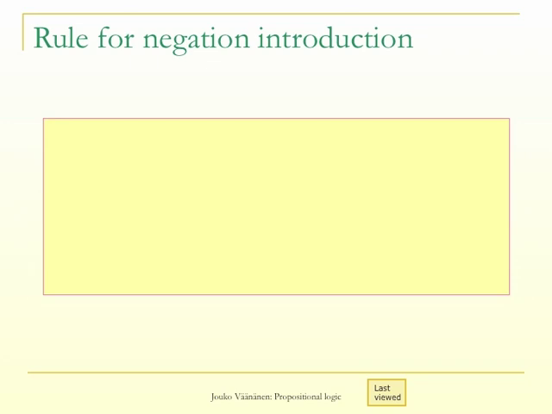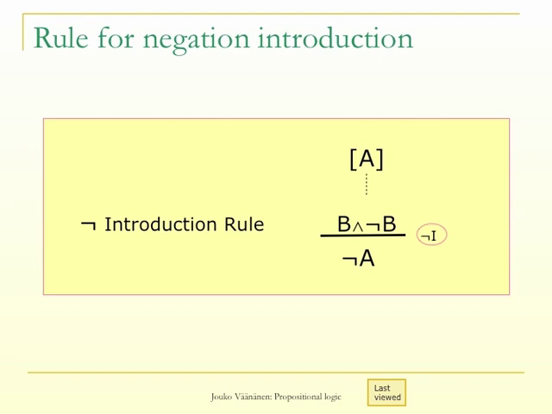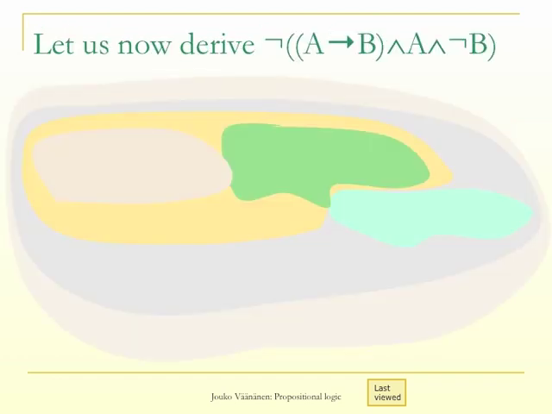The rule for negation introduction is now this. The negation introduction rule: we assume A as a temporary assumption, derive some contradiction B and not B, and conclude not A, and at the same time eliminate the temporary assumption A. We learned above how to derive a contradiction from (A implies B) and (A and not B).